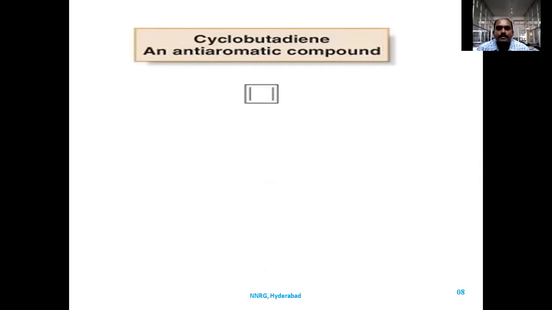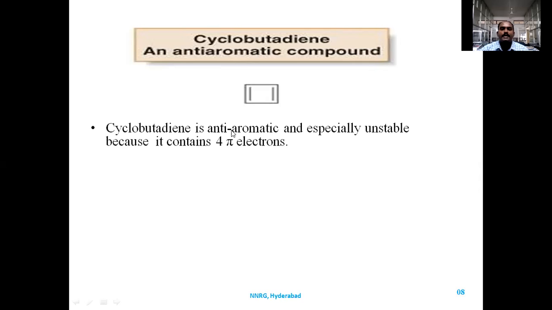When you see the structure of cyclobutadiene, it is a 4-member cyclic structure which has two pi bonds. When it has two pi bonds, how many pi electrons does it have? One pi electron here, one here, and another here, and another here. Total 4 pi electrons are there. So cyclobutadiene is anti-aromatic. Why? Because it is unstable.